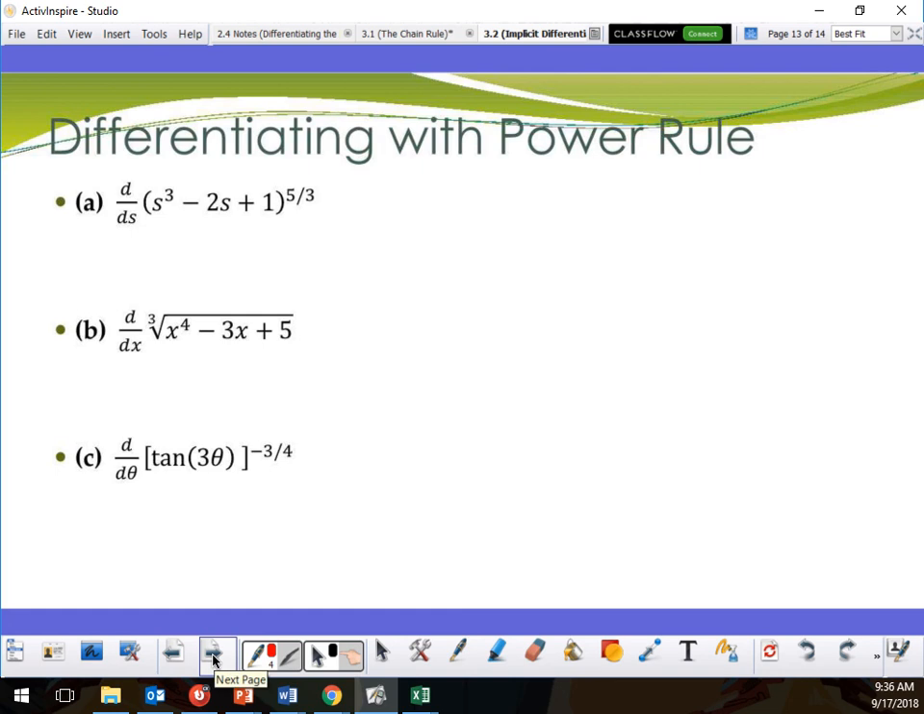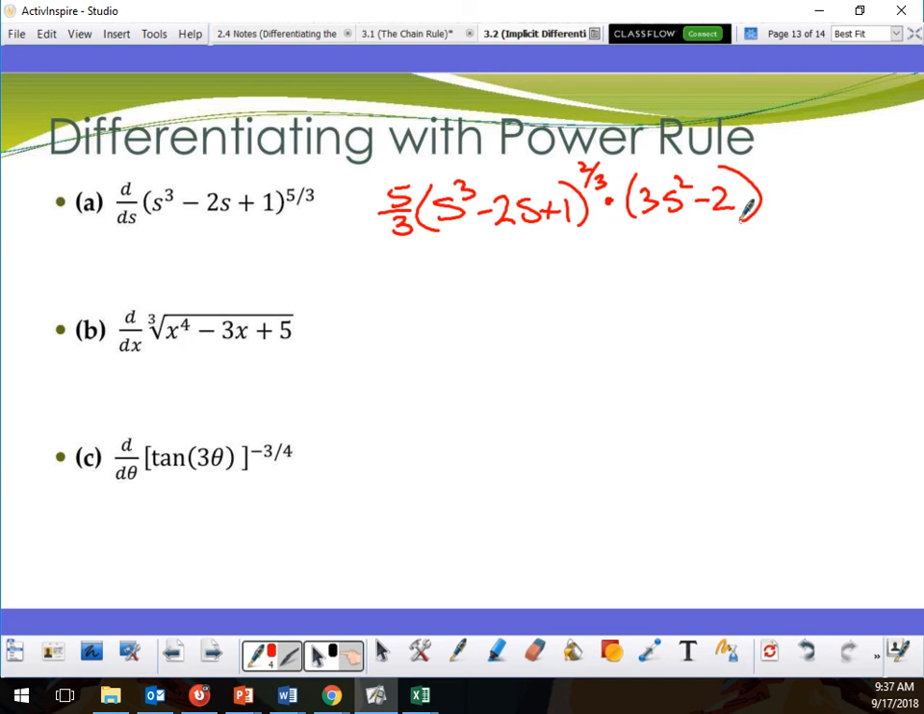All right, so now what's this one going to be? Chain rule, right? Okay, so let's do chain rule off of this. So it's going to be 5/3 times the quantity s cubed minus 2s plus 1 to the 2/3, because I'm subtracting 3 over 3, right? I was thinking of 2's again. Yeah, 2/3 times the derivative of the inside, so 3s squared minus 2. And just leave it like that. It's nasty, but leave it alone.